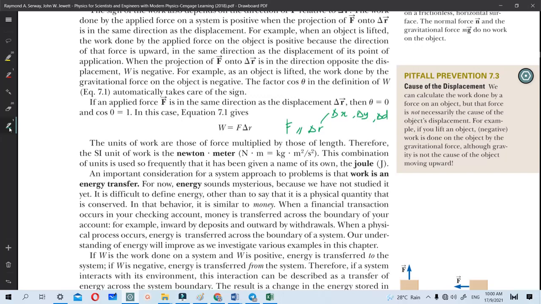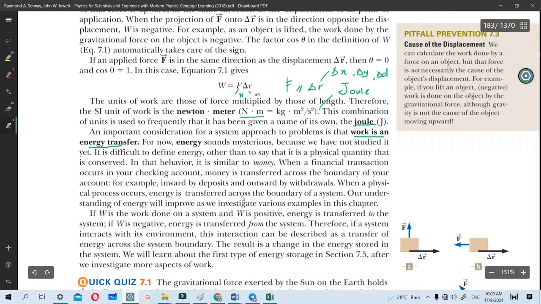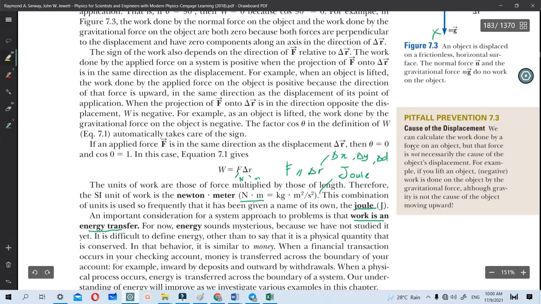Another thing to note, this is Newton, this is meter, so the unit is Newton meter, and it's also correct to say Joule. Now, another consideration that we mentioned earlier, work is an energy transfer, a change of energy in the system. So it is an interaction between the environment and the system that causes displacement. Let's look at the cause of this displacement, so we can calculate the work done.